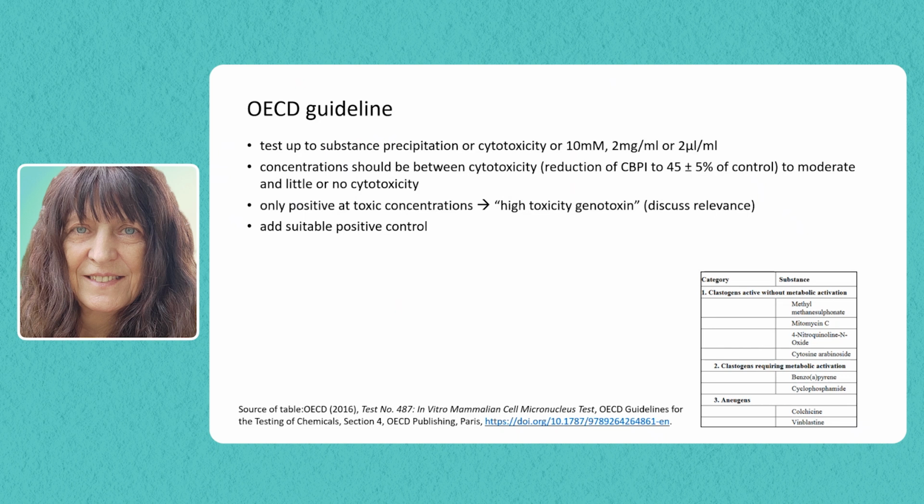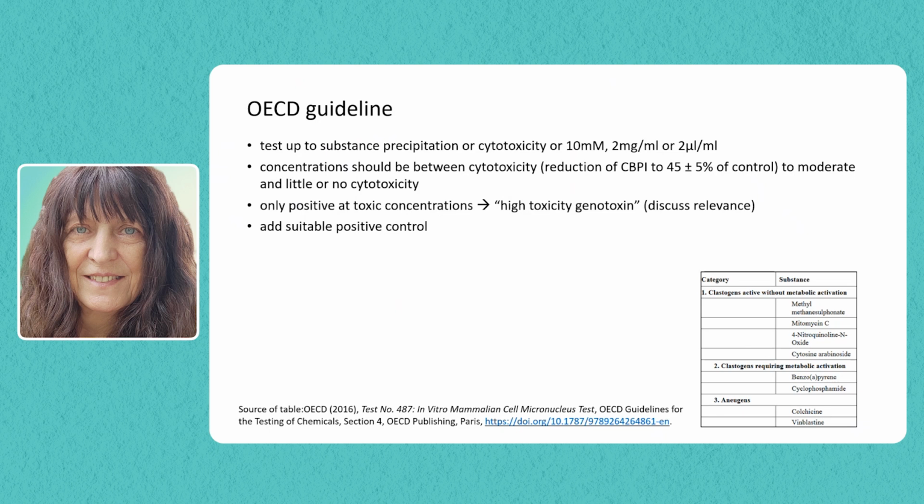And there are positive controls that are recommended for testing substances where you do not expect that they need metabolic activation. And then there's methylmethane sulfonate, there's mitomycin C, there's NQO or cytosine arabinoside. Then you need a positive control if you think your compound might need metabolic activation. And the typical ones are benzoylpyrene and cyclophosphamide.